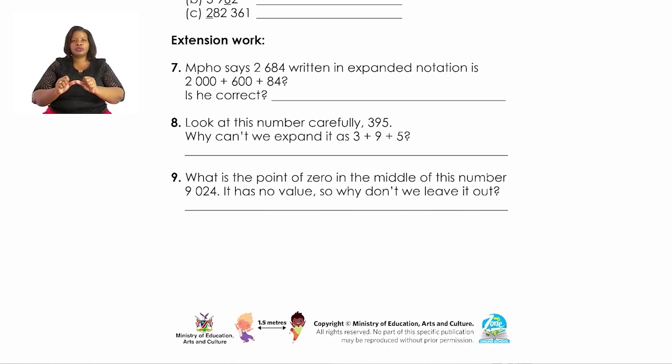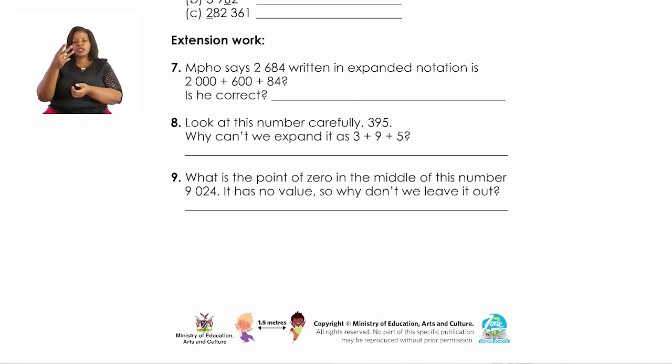And if we go to number 7, we say, 2684 written in expanded notation is 2000 plus 600 plus 84. Is it correct? Here I only need yes or no. Yes or no.